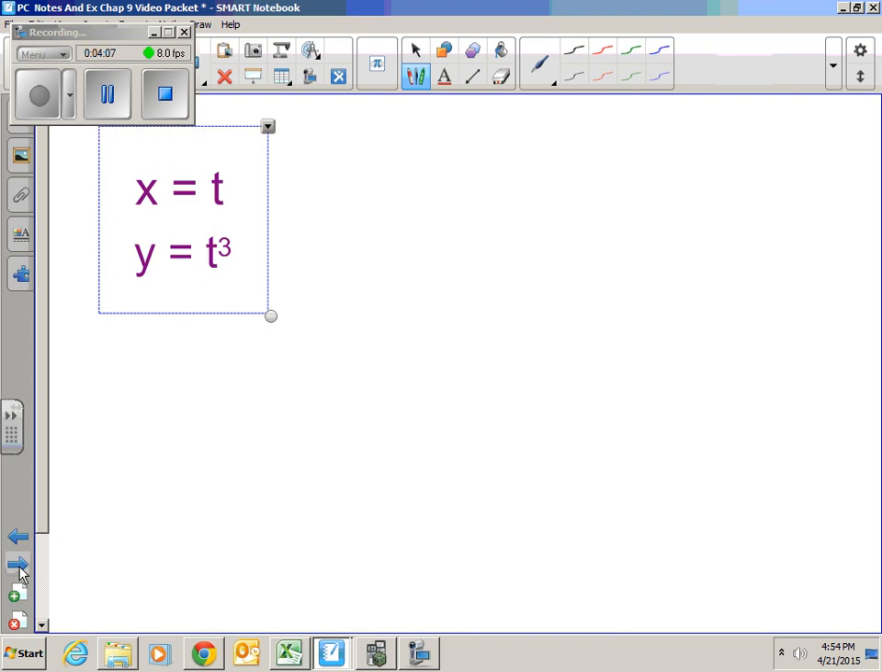Let's do another one. This time, x is already solved for t, or t is already solved for x. So quite simply now, t is equal to x, so I'm going to replace this t right here with x. So y equals x to the third. This is quite simply just a third degree polynomial function.